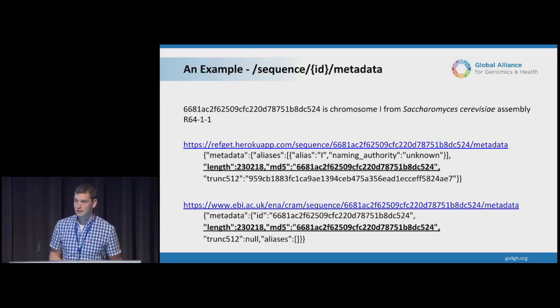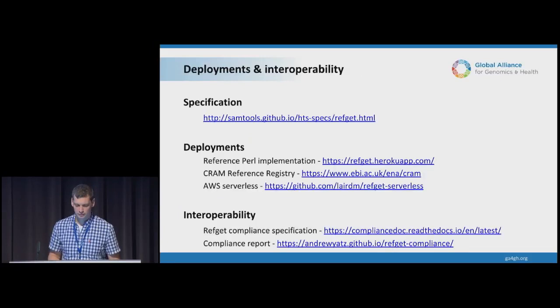The same is true of the metadata endpoint. So again, we're querying the exact same sequence. The bits that are bolded in the response are the bits that are the same. So length and the MD5 is the same, but the 2 different services have decided to implement different parts of the metadata API. And this is completely allowed because we don't assume that every single API is going to be sufficiently complete in the exact same way.